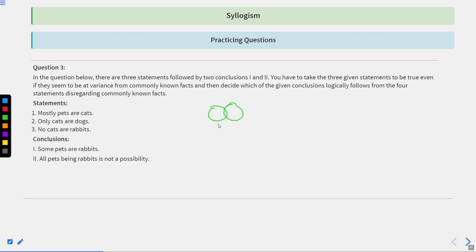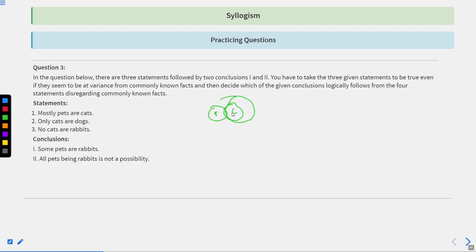Okay. Now the another point is only cats are dogs. Only cats are dogs. Okay. It means that only cats. Pets are cats. This is cats. So there is a linkage here between pets and cats. And then it is saying only cats are dogs. So cats are dogs. So it can be drawn like this also.